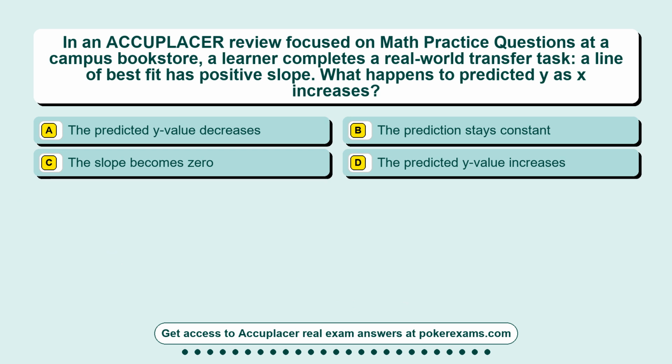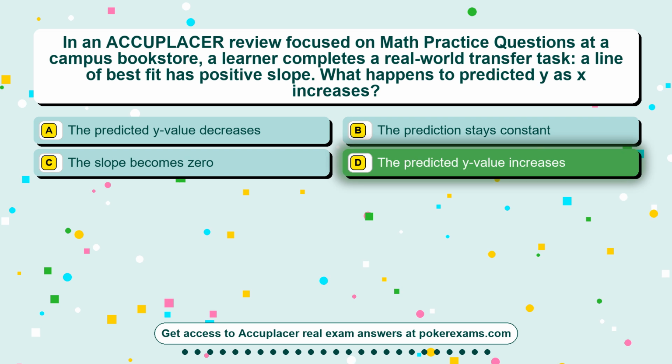Question 21. In an Accuplacer review focused on math practice questions at a campus bookstore, a learner completes a real-world transfer task. A line of best fit has positive slope. What happens to predicted y as x increases? Option A. The predicted y-value decreases. Option B. The prediction stays constant. Option C. The slope becomes 0. Option D. The predicted y-value increases.